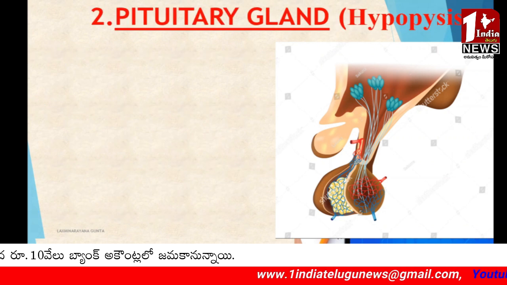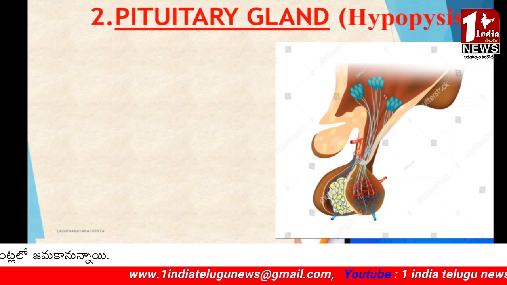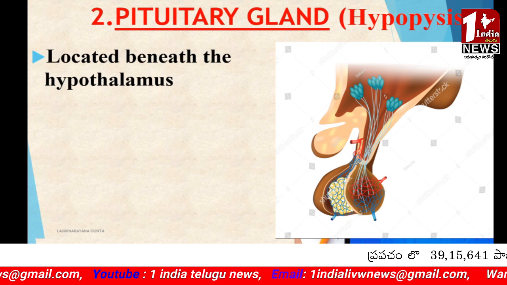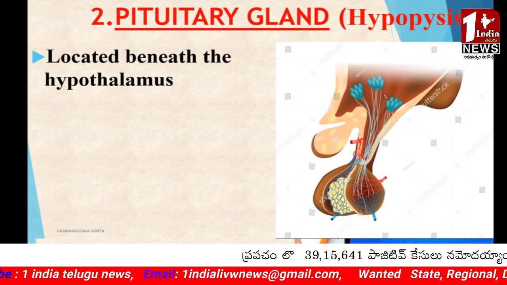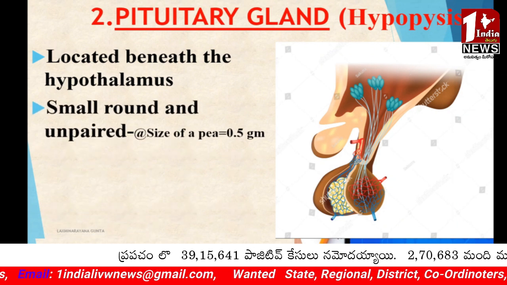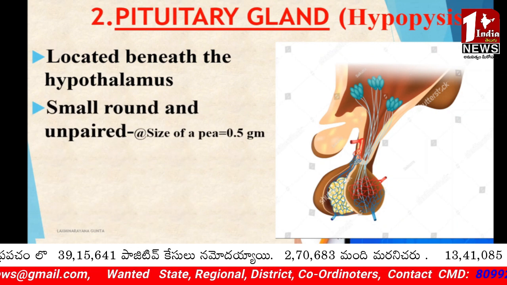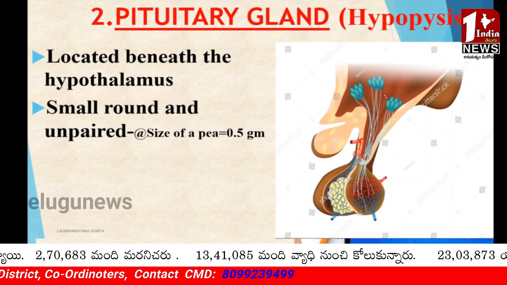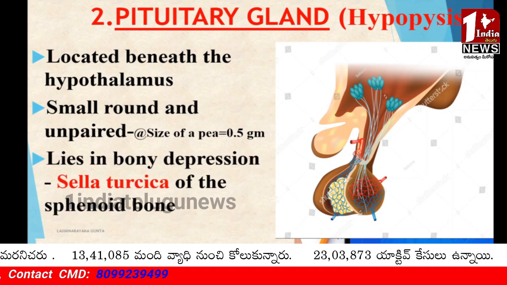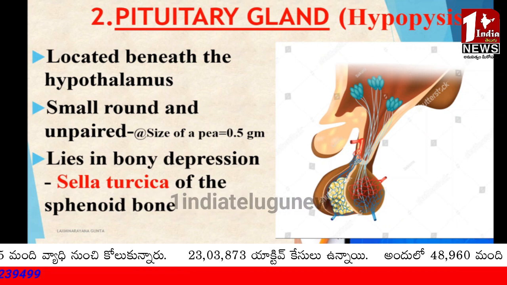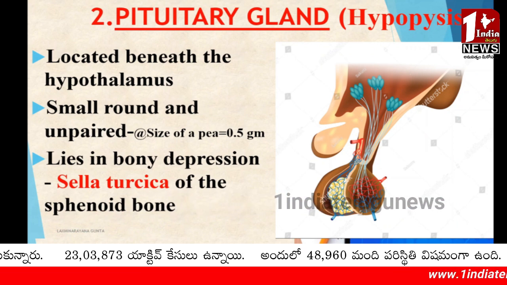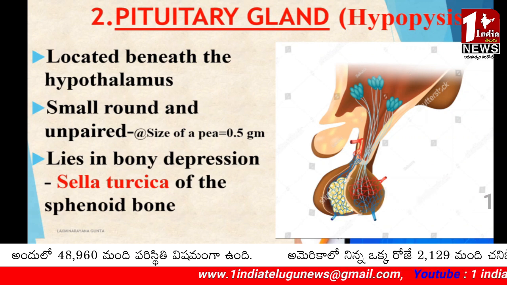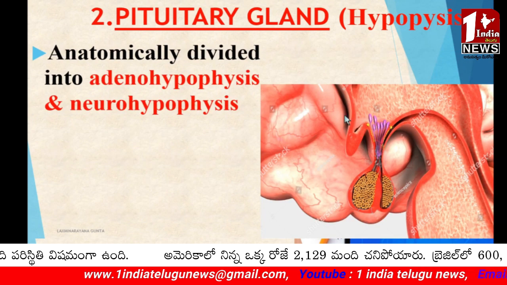Coming to the next important gland, the pituitary gland. The pituitary gland is also called the hypophysis, as it is located beneath, at the base of the hypothalamus. It is a small, round and unpaired structure weighing about 0.5 grams, about the size of a peanut. It lies in a bony depression called the sella turcica of the sphenoid bone. The sphenoid bone, we already know, is called the keystone bone of the cranium. Here you can observe the pituitary.